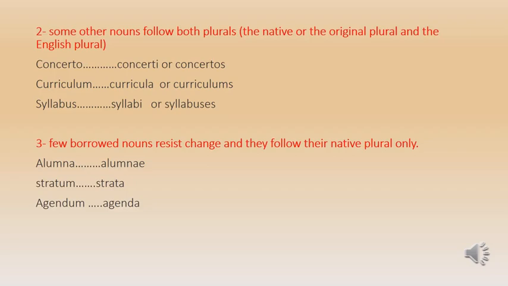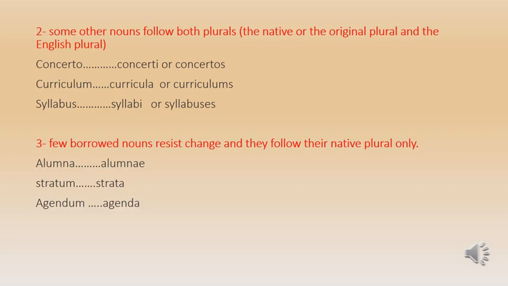Syllabus is another example. This word can be made plural by adding S plural according to the English plural system, so we say syllabuses, or syllabi by following the native or the original plural system. So we have syllabi or syllabuses. The last category includes a few borrowed nouns that follow the original or the native plural system only. They do not follow the English plural system.